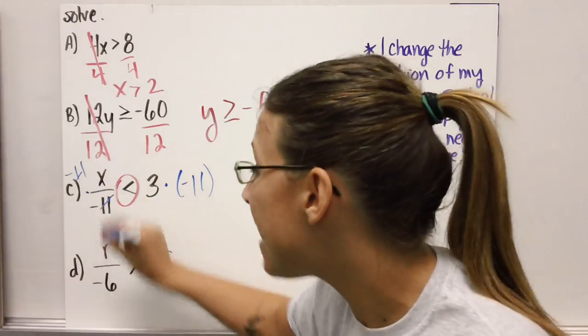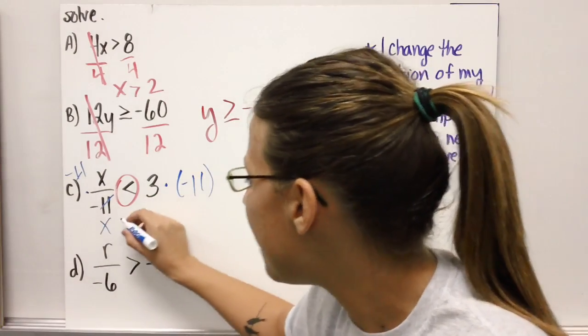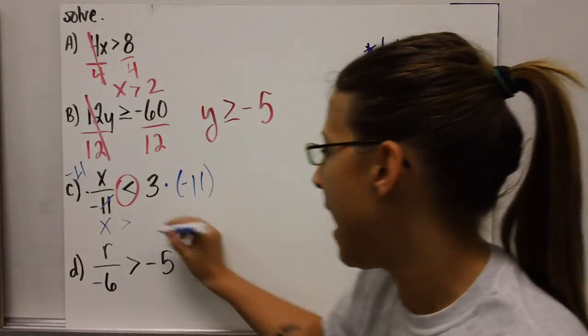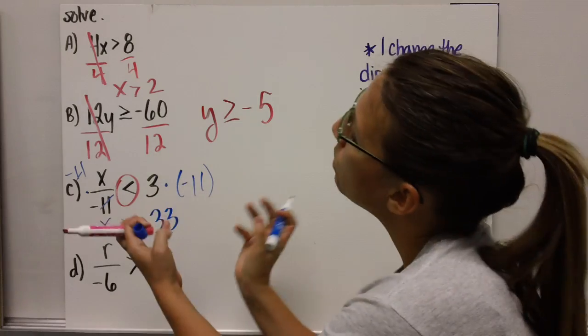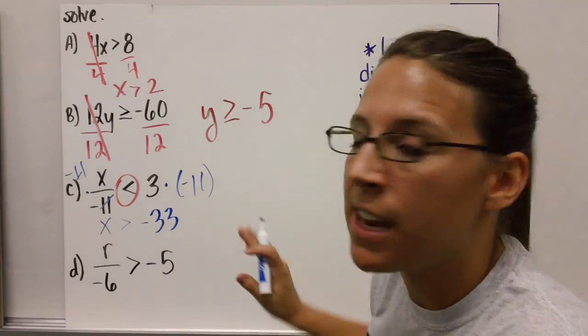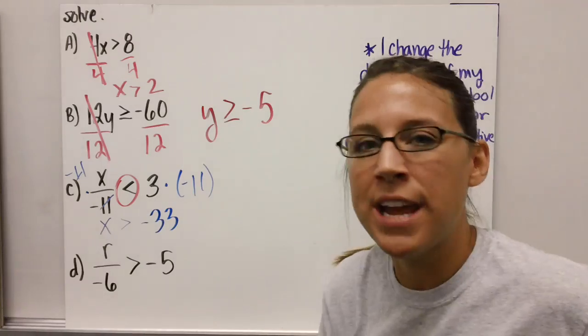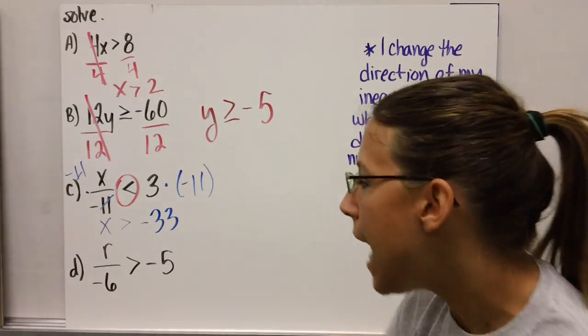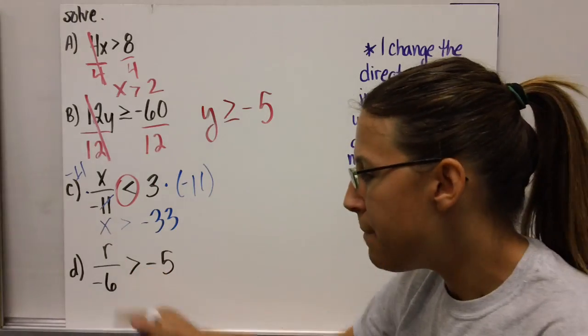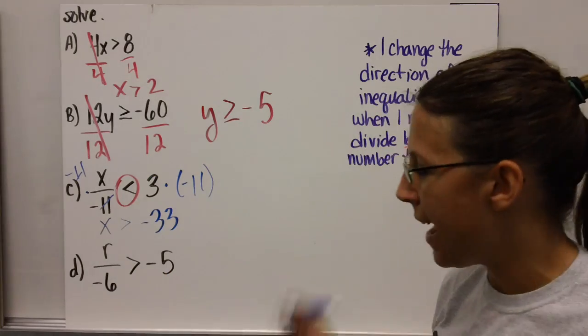That leaves me with a positive x, but I am now greater than -33. I've changed the sign on both sides by multiplying by that negative, so my inequality had to change with it. X is greater than -33.